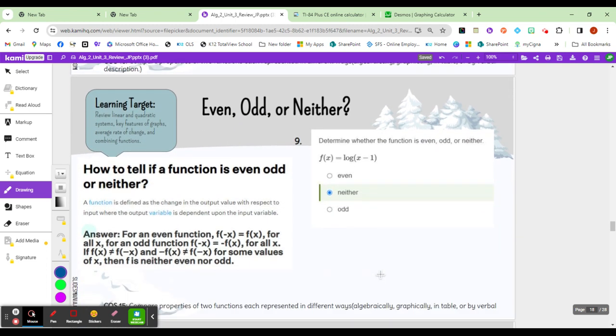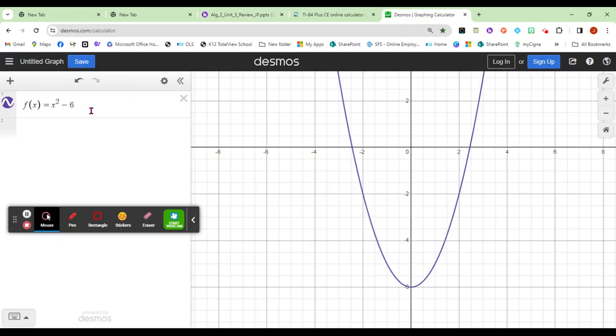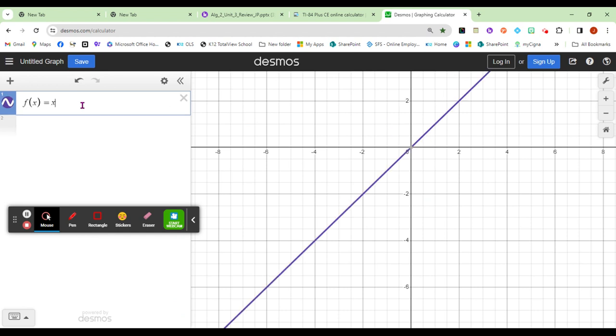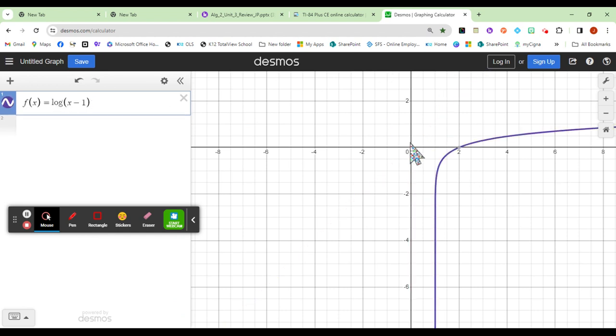This is a log function. The answer to this one is neither, but let's go ahead and look at it in Desmos. Log of x minus 1. So here's the y-axis. The graph is all the way to the right. The whole entire graph is to the right of the y-axis. So I don't have any y-axis symmetry. The y-axis is not splitting this graph in half.